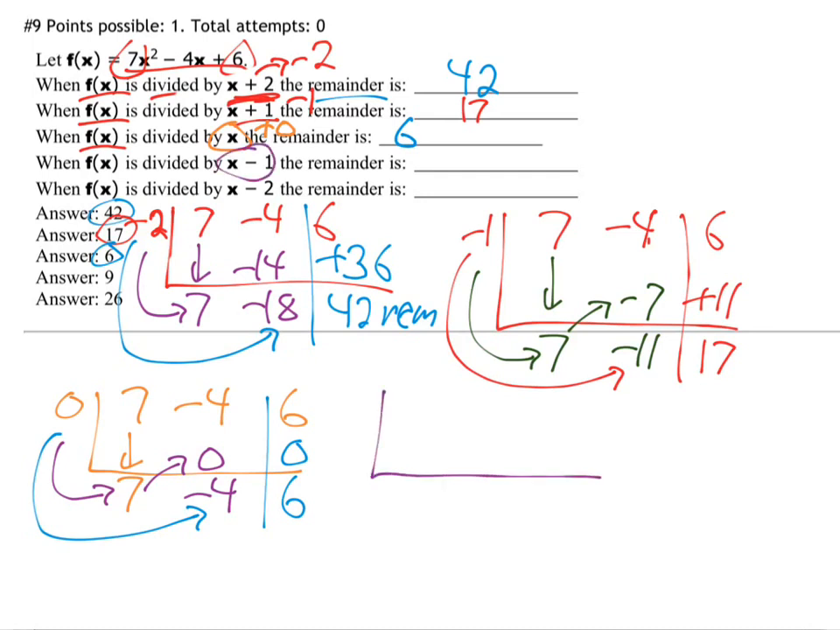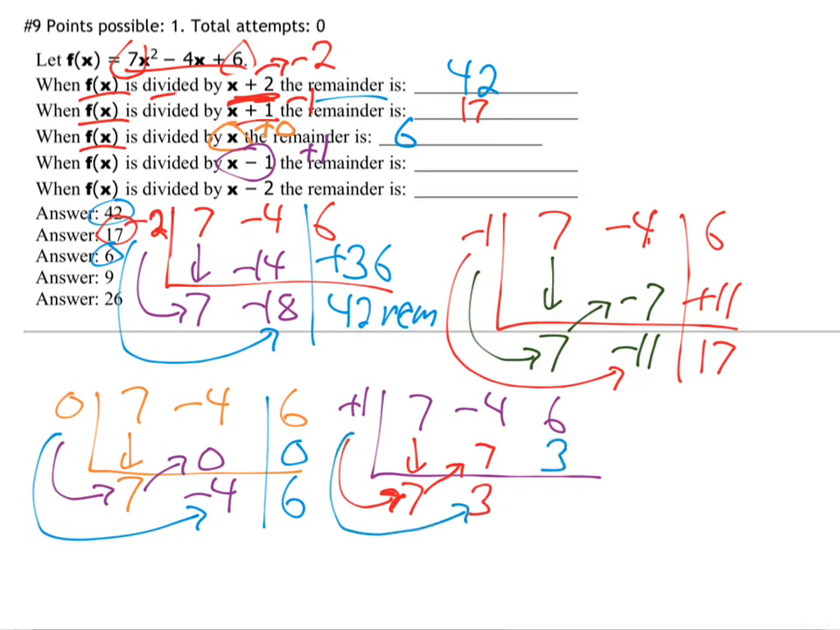And then how do we do the next one? We're dividing by x minus 1. So again, if a number's right next to x, whether it's got parentheses or not, it's the opposite of what it really is. So plus 1. And write 7, minus 4, 6. Here we go. Bring it down. 7. 1 times 7 is 7. And minus 4 plus 7 is 3. And 1 times 3 is 3. Add them up, 9. 9's the remainder. I'll let you do the last one. It's the same exact thing.